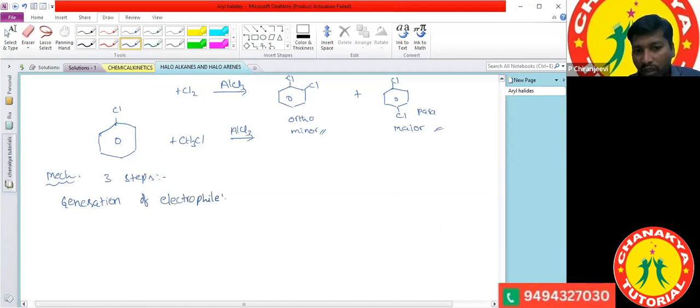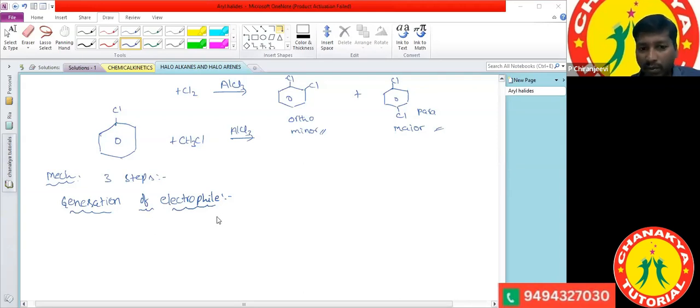Generation of electrophile. Sir, how are we going to generate the electrophile if they have given any molecule? In this one, we are taking AlCl3 as a catalyst. It acts as a Lewis acid. So here, generation of the electrophile. How are we going to generate the electrophile?